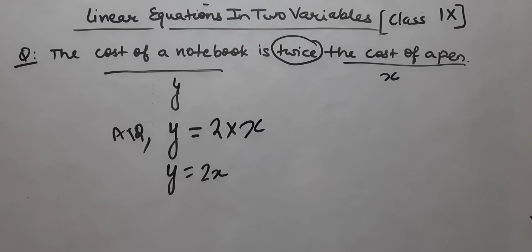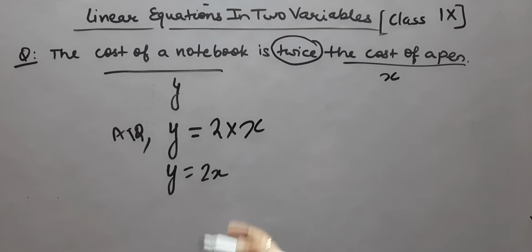Now I have to write the linear equation in two variables. This is also a linear equation. If I need to write it in a generalized form, then what I will write? 2x minus y is equal to 0. Okay, so this is the generalized form. So I have written this statement as a linear equation in two variables.